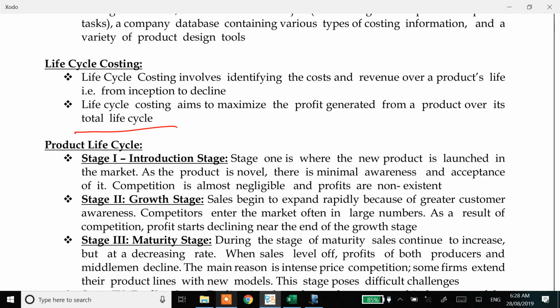Maturity is a stage where you see that the market is maturing. You may not now try to do huge advertising expenditure because you see that in the introduction stage there is very low sales. In growth, there is rapidly rising sales.